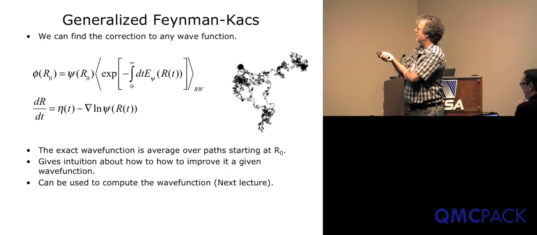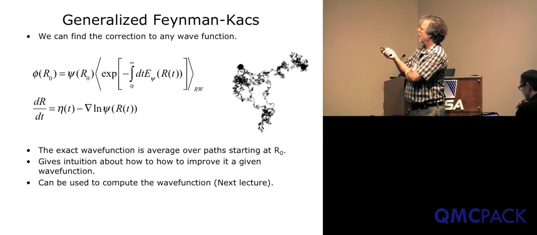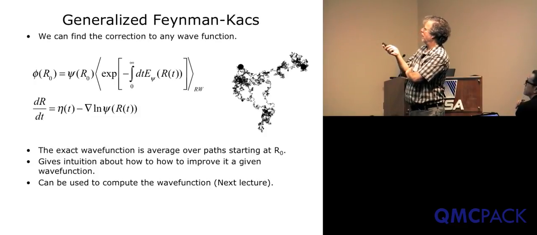construct ideas. Basically, it says the exact wave function is given by your trial wave function times the average value, over certain kinds of random walks, of the exponential of the local energy. So you want to find out the wave function at this point. You start random walks from that point, and you average over the local energy. This is, in fact, what we're going to do in Projector Monte Carlo tomorrow.